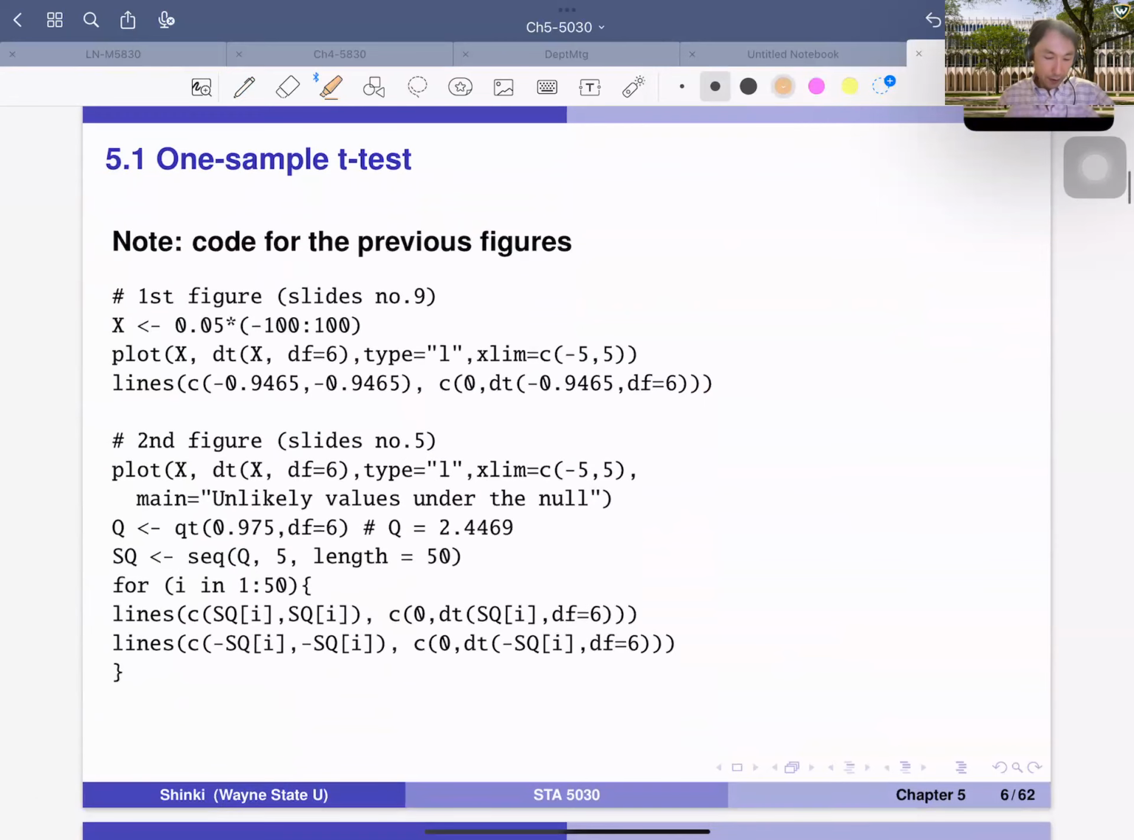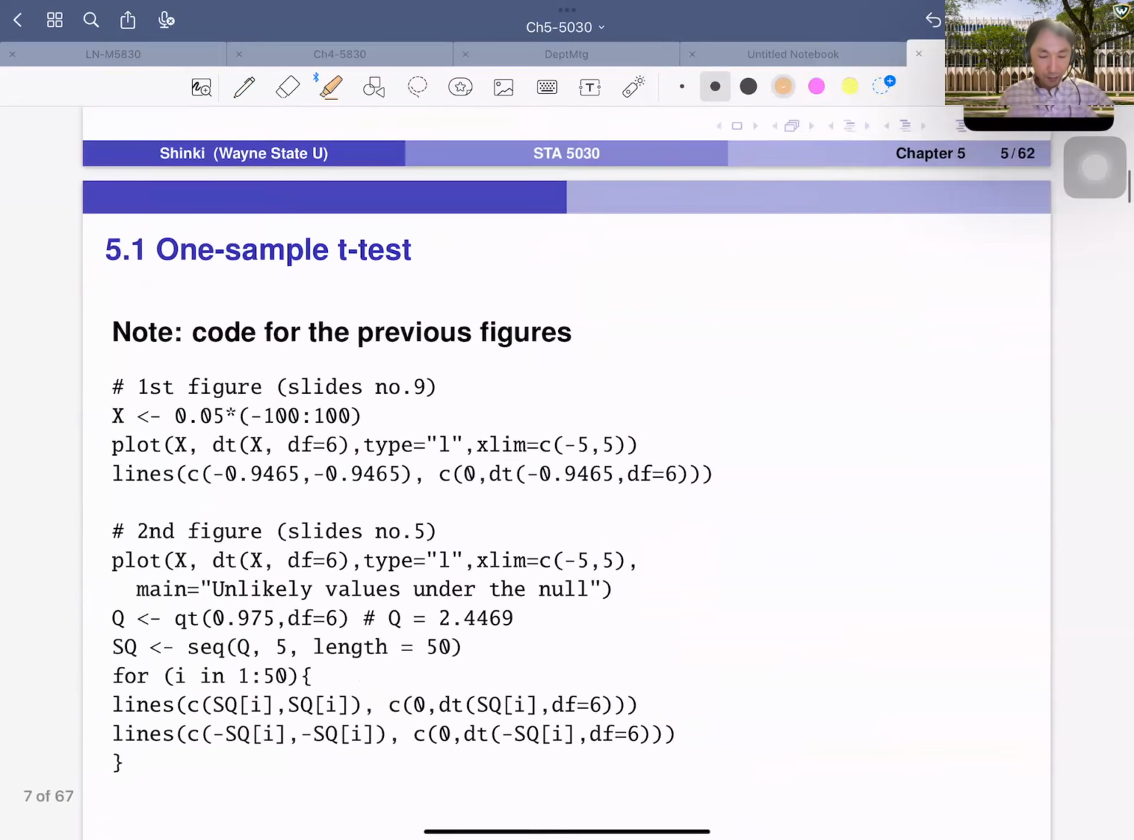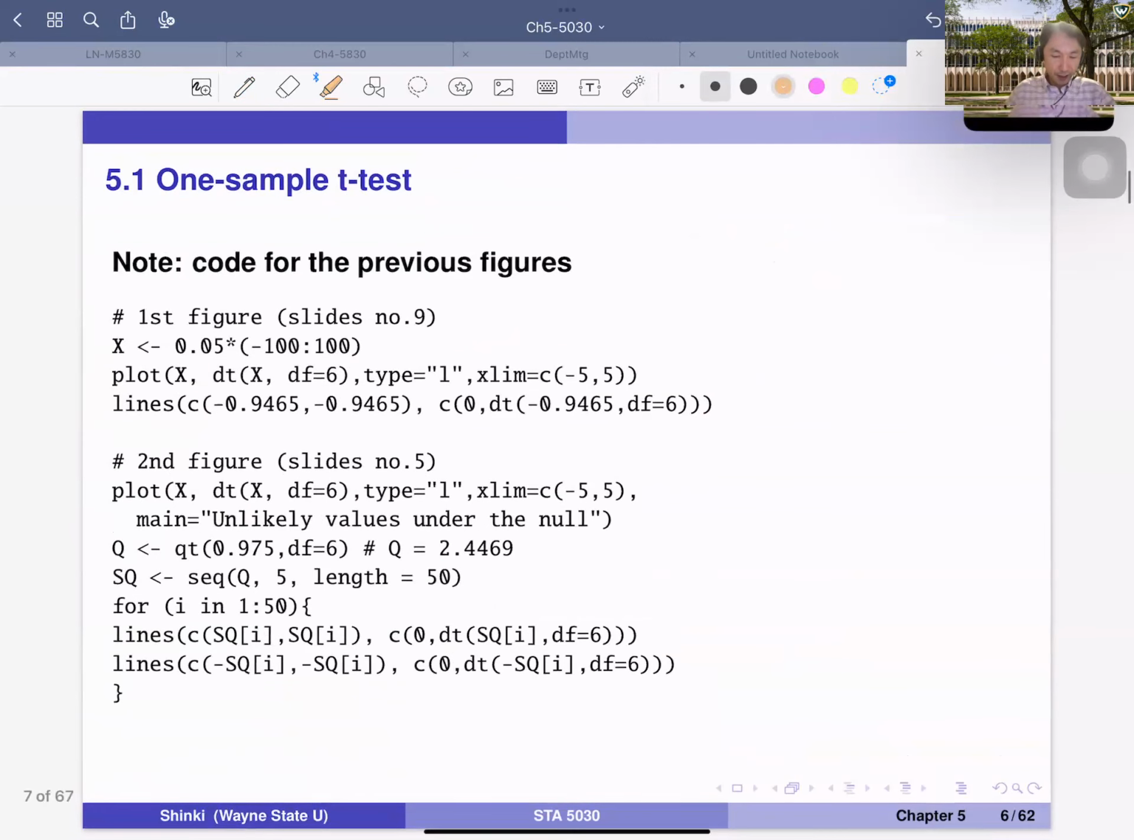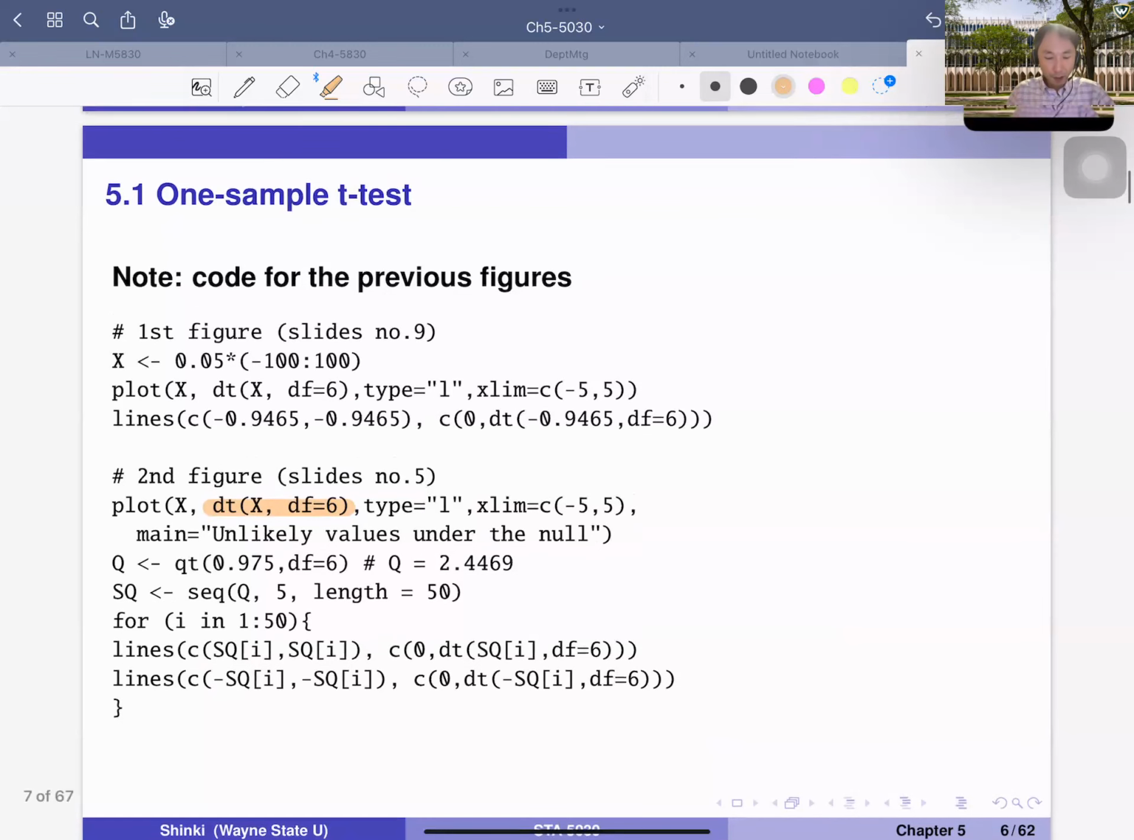Okay, this is the R code to draw the previous figure and also another figure later in the slides. I won't review it in detail, but this is the density function. We use the dt function with df 6. Here we have 7 observations, so n is equal to 7, and df is n minus 1 from the previous theorem, so this is 6.